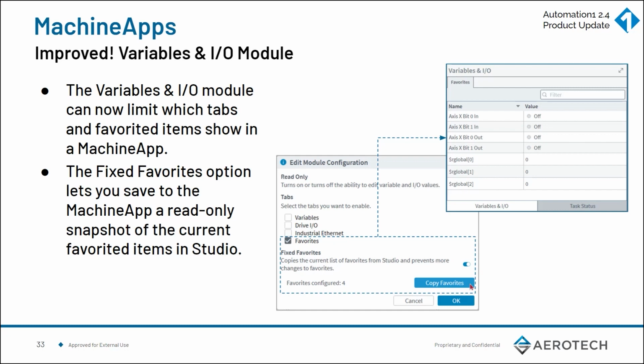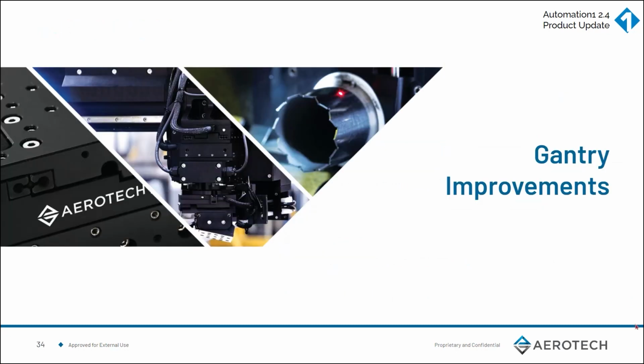And if you click off all the variables and drive I/O and industrial Ethernet things, you can really build a variables and I/O module that allows you to focus on only the variables and I/O that your user should care about, and basically hide everything else away, which is sort of the purpose of doing it this way. There's more we want to do in variables and I/O, but this is a nice step in the right direction for the 2.4 release. Moving on to Gantry Improvements, and this is something I'm really excited about in Automation1.